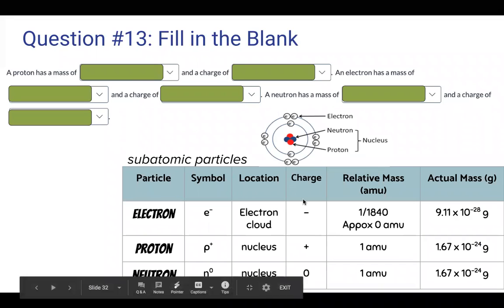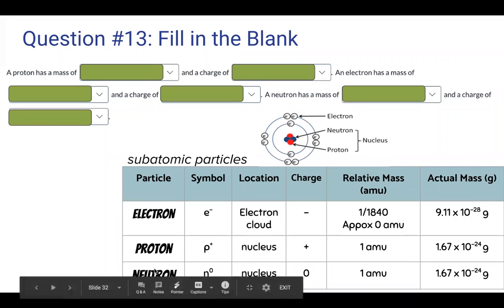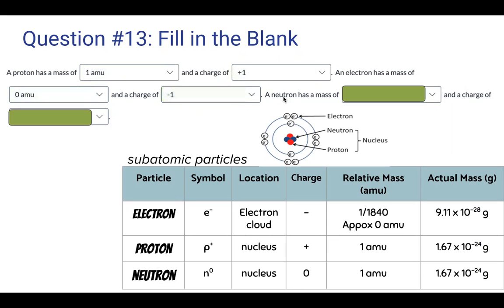So this is something that you should commit to memory: electrons are negative, protons are positive, neutrons are neutral, protons and neutrons have a mass of 1 AMU, and the mass of an electron is more or less negligible. So a proton has a mass of 1 AMU and a charge of +1. An electron has a mass of basically 0 AMU and a charge of -1. And neutrons have a mass of 1 AMU and a neutral charge, so 0.